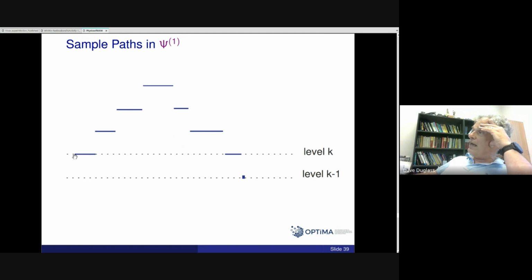They start in level K, maybe they hang around for a bit, jump to K plus 1, hang around for a bit, jump again to K plus 2, go up some height, and then they have to come down. They're allowed to hang around on the way, but they're not allowed to go back up again. Come down, come down, come down, and eventually you go down to level K minus 1.